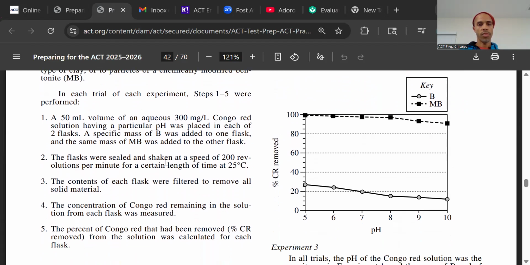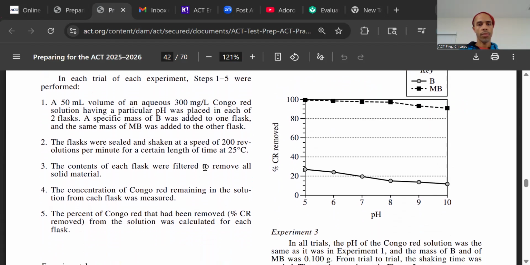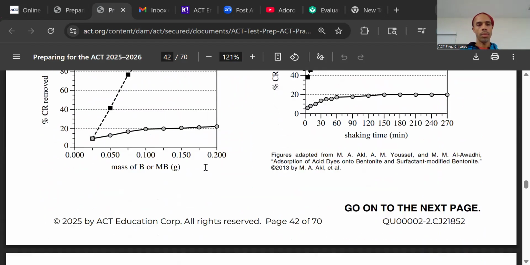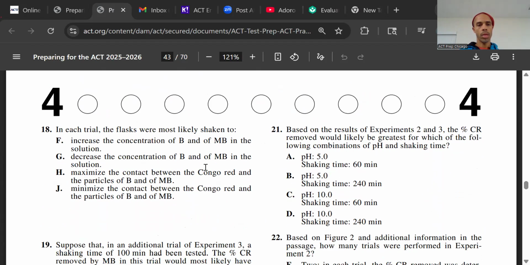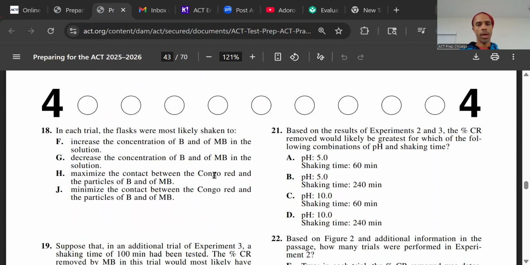The flask was sealed and shaken at a speed of 200 revolutions per minute. The contents of each flask were filtered to remove all solid material. Right, so that's why you would shake it, so it binds with these different B and MBs, maximizing the contact between the B and MB so it binds to them, and that takes the red out of the water. So yeah, it would be H.